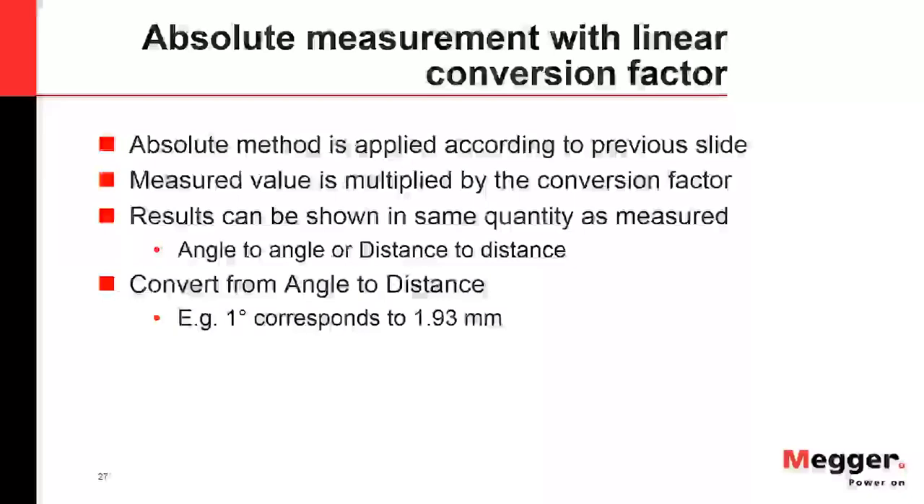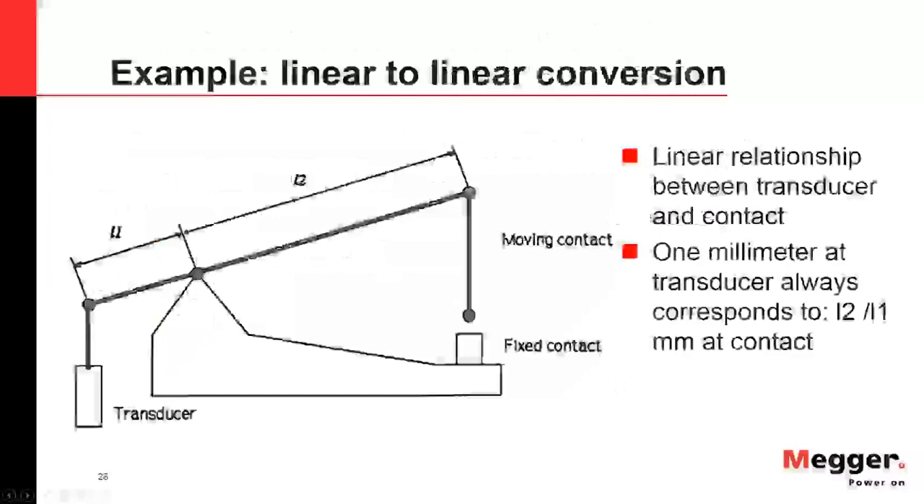The other thing, of course, is absolute measurement with a linear conversion factor. So we go through a calibrated transducer, make a measurement, and then you just do a simple multiplication. As I said, you can do angle to angle or distance to distance. If you saw that SF6 one where I hooked up the angular transducer to that dead tank breaker, you'll have, say, 1 degree equal to 1.93 millimeters or 1.81 millimeters or whatever the manufacturer determines, but it's just a straight conversion. You don't need any kind of table.